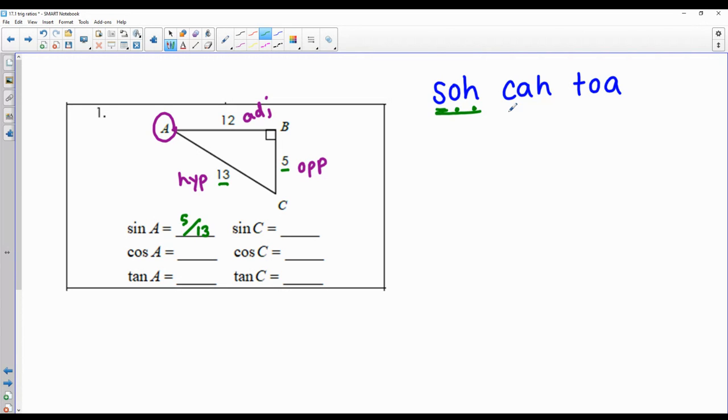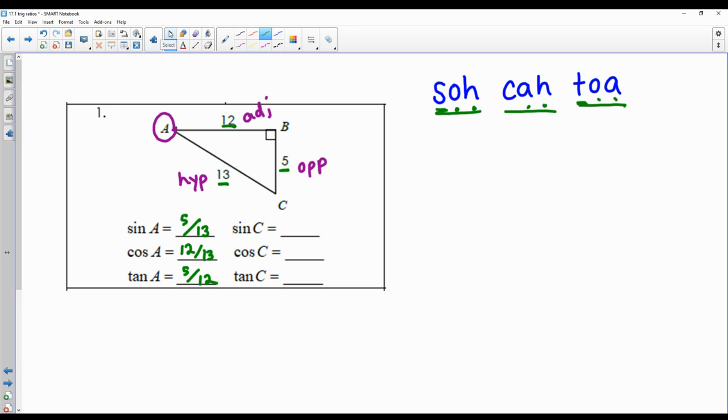Okay, the cosine, we did the same thing. It's just your CA, your A over your H. A is first, H is on the bottom. So A over H is going to be 12 over 13. And then our last one, our tangent right here, T stands for the tangent, it's your O over your A. So O, which is 5, over your A, 12. So 5 over 12 is the tangent of angle A right there.